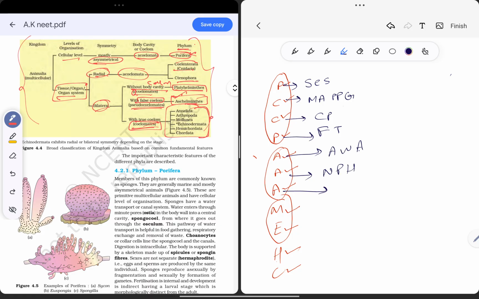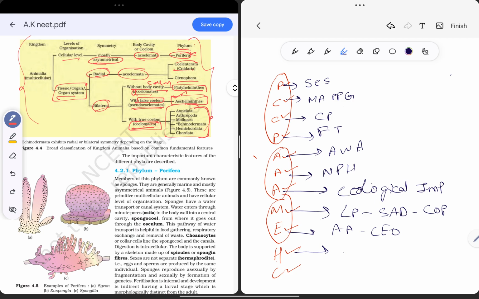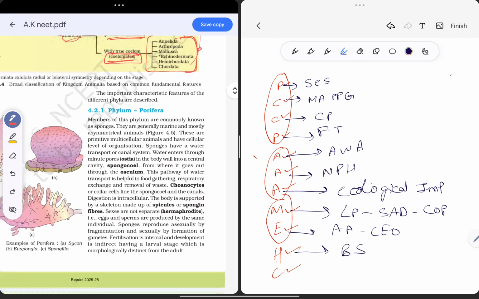You may think what these are. These are all our example shortcuts. Because if you have an exam in one day, and you need to prepare and write a test, it's really going to help you a lot. LP is a sad hop. AA is a CEO. Hemichordata, BS.